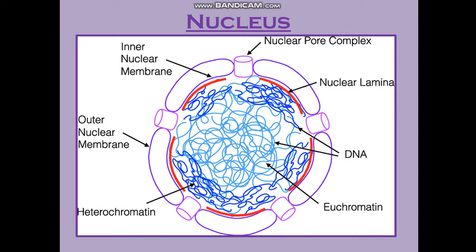Okay, coming on to the structure. See, you can see it's double membranous. The nuclear membrane is a double membrane structure which is discontinuous. It is not continuous. There are certain gaps called the nuclear pore complex. Okay, this is the inner nuclear membrane. This is the outer nuclear membrane.